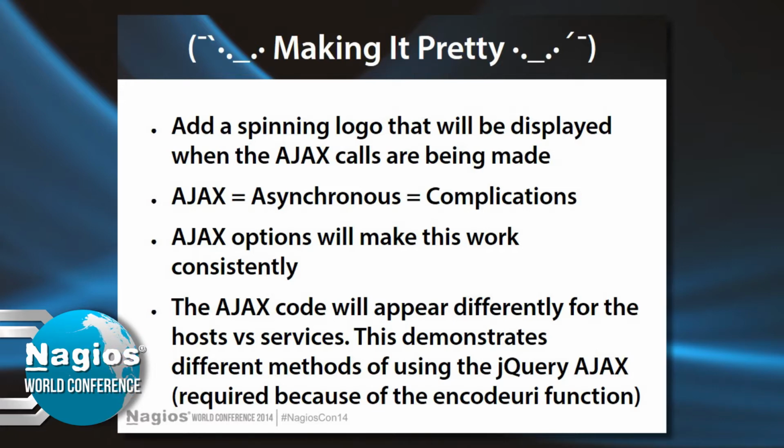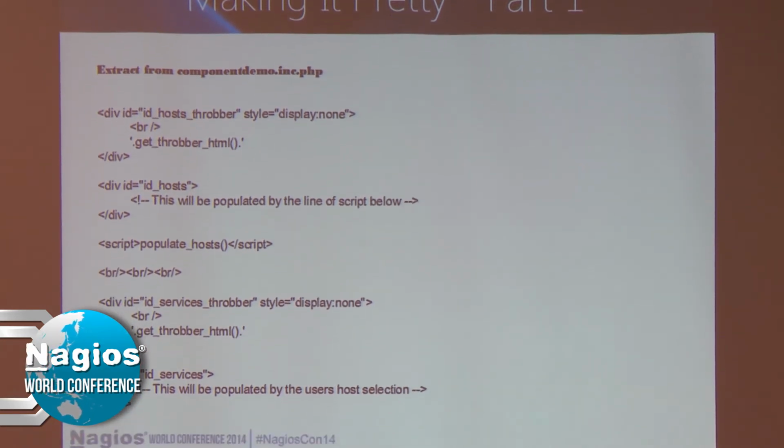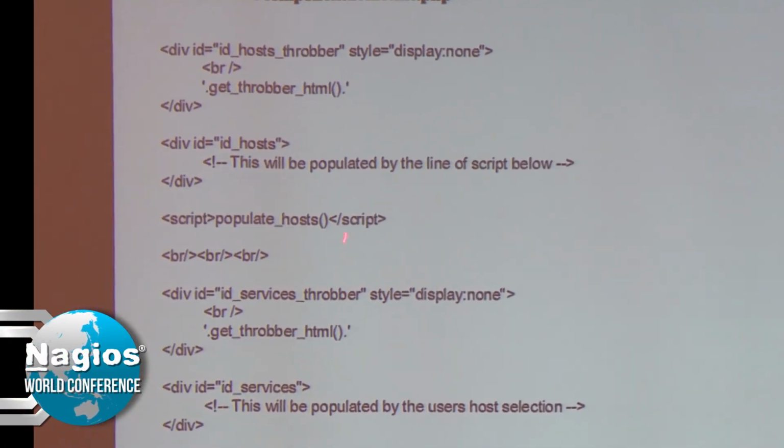Now with AJAX, it's asynchronous, which adds complications, because while one thing's doing something, it will go and do something else, and it makes things great. But for what I want to do, it makes it a bit weird and hard. So you'll see some code that's different. It's very much the same again, except this time, I've added 2 extra divs. I've added a div called a host throbber and a services throbber, and I'm calling the throbber the spinning logo. And XI has a built-in function called getThrobber HTML, which will display the image for you. So you don't even need to go and create an image or anything. It's there ready to go.